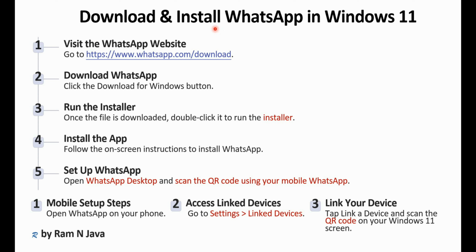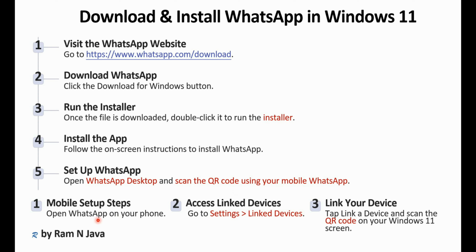In this video tutorial I will explain how to download and install WhatsApp in Windows 11 operating system. For that, first visit the WhatsApp website to download the installer. Then run the installer and install the app. Then open WhatsApp desktop and scan the QR code using your mobile WhatsApp.